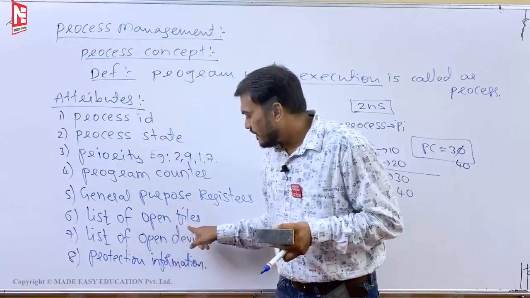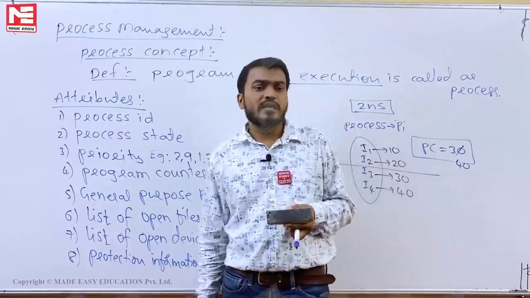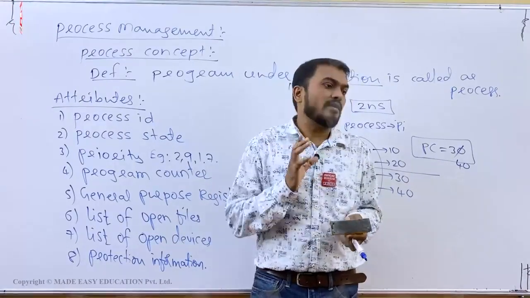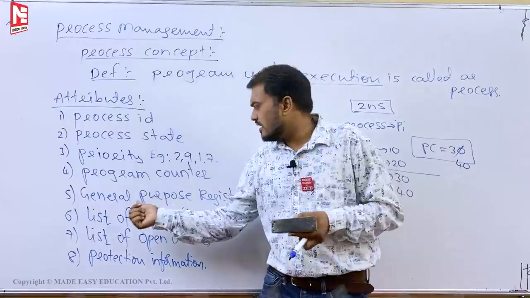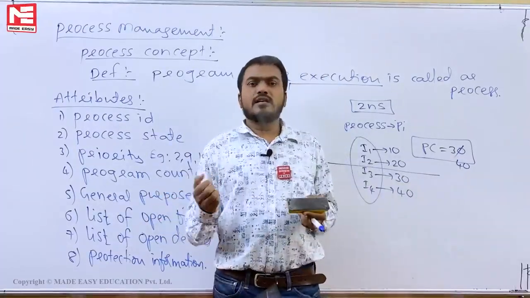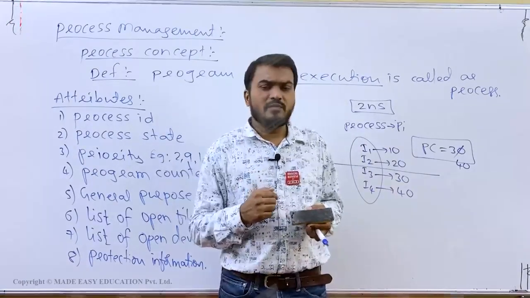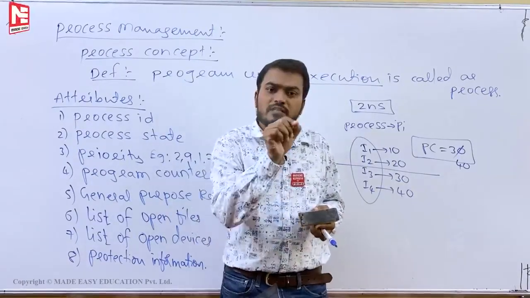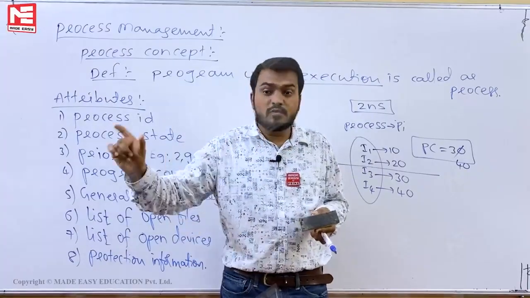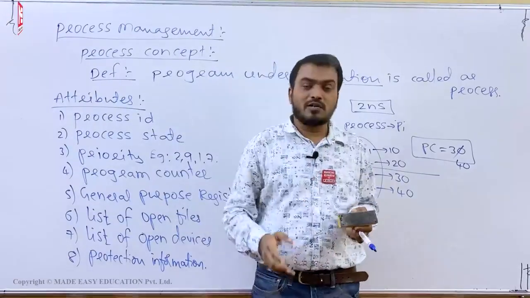List of open files. It means what? In this attribute you maintain what are the files currently used by the process. Like for example, as I told you in the previous session, let's say you are writing file programming. In file programming, you write fopen, fclose. In fopen you give the name of the file and in which mode you are opening the file. If you are writing a file program in the C language, you might be knowing all this.